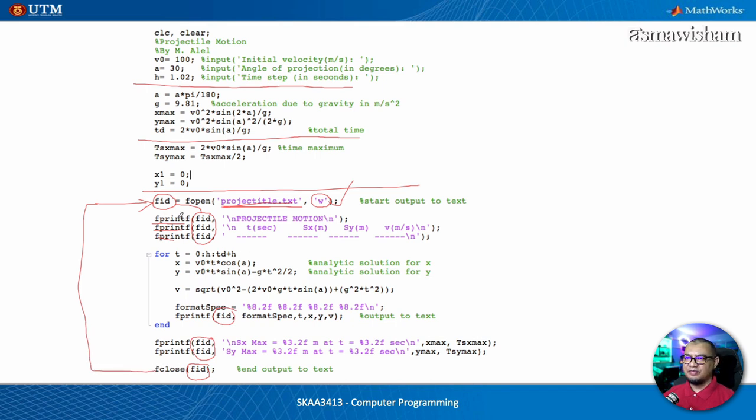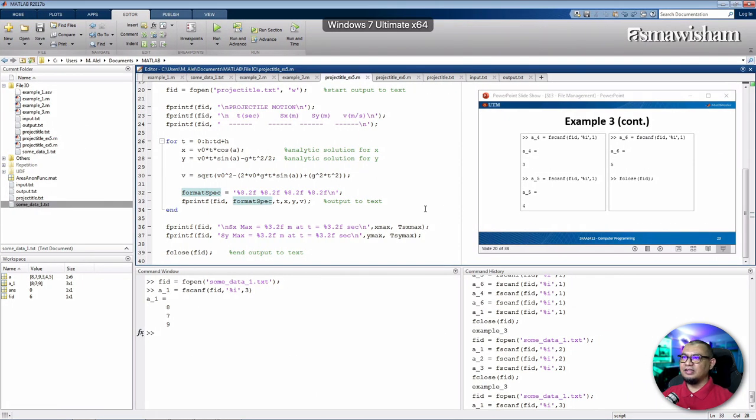Any fprintf you have here, fprintf, fprintf, add it with FID. Even inside here, you also have fprintf. Put FID, FID, FID. Add it to all the fprintf. So that means all this output will not be displayed anymore at the command window. Straight away, it will be displayed inside this text file. You see this example.